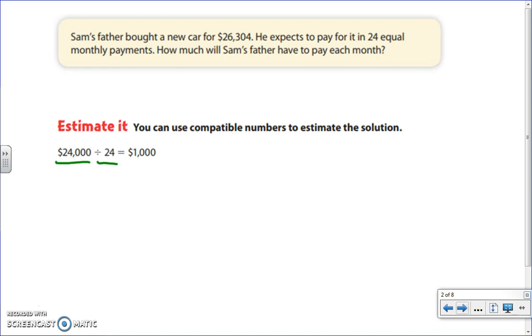24,000 divided by 24 is a quick mental math calculation of $1,000. Now, because this is an estimation, it's not exact. I know that really he has to pay more than $24,000, so I know that my answer should be a little greater than $1,000 per month. So my estimate's a little low, but it's going to be a little more than $1,000 per month.